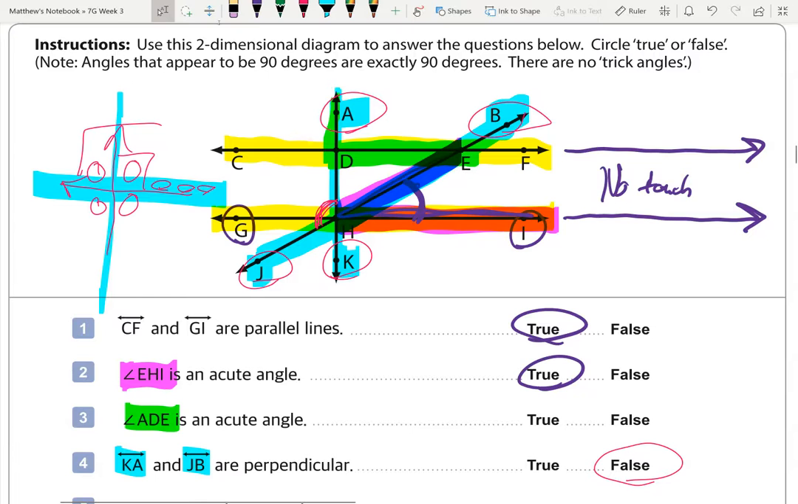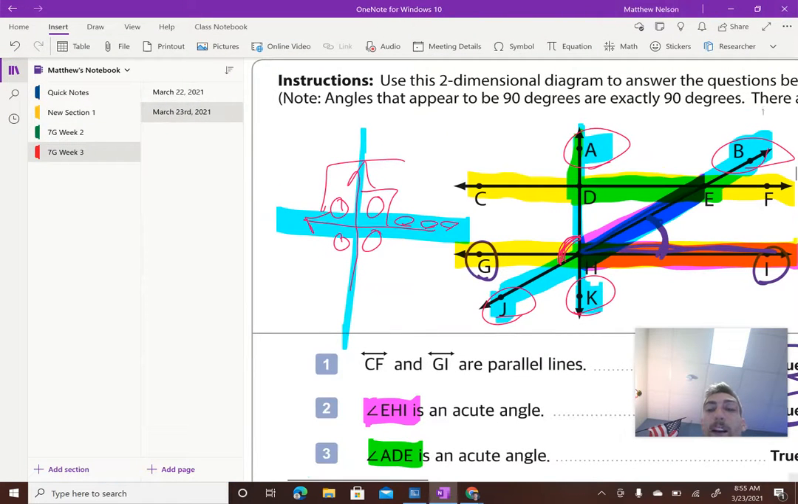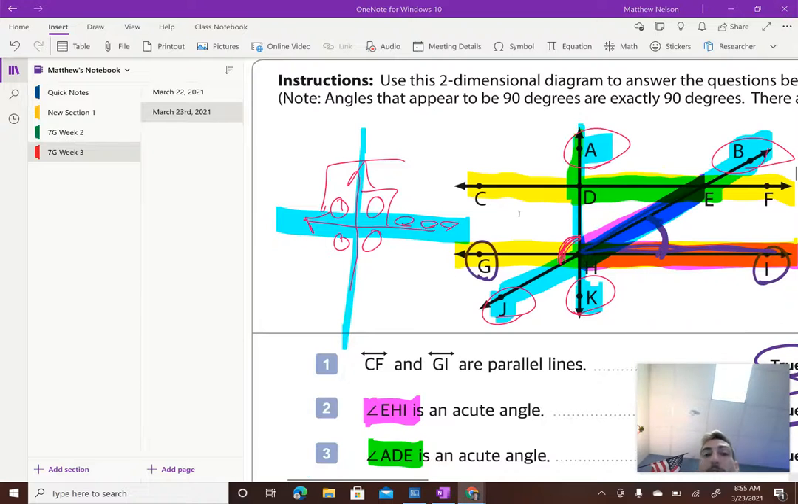All right? So go ahead and finish the rest of that worksheet. I'd recommend using highlighters and whatever tools you can use to make it a little bit clearer what they're talking about.